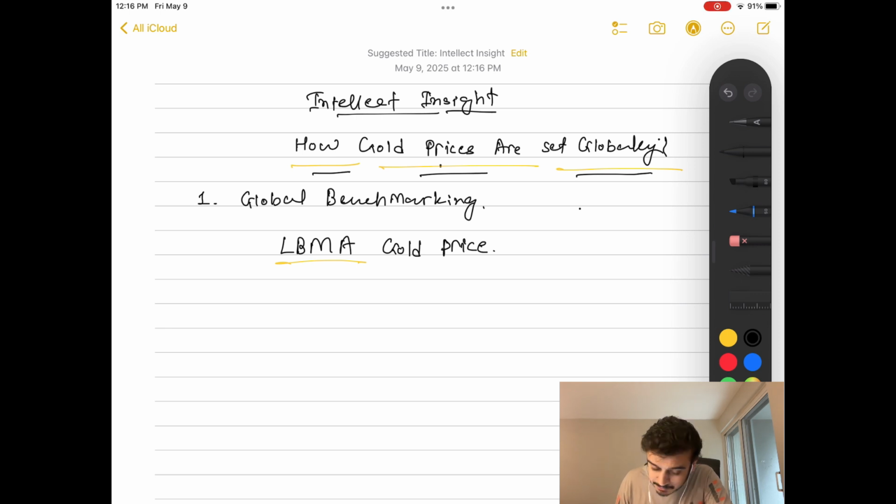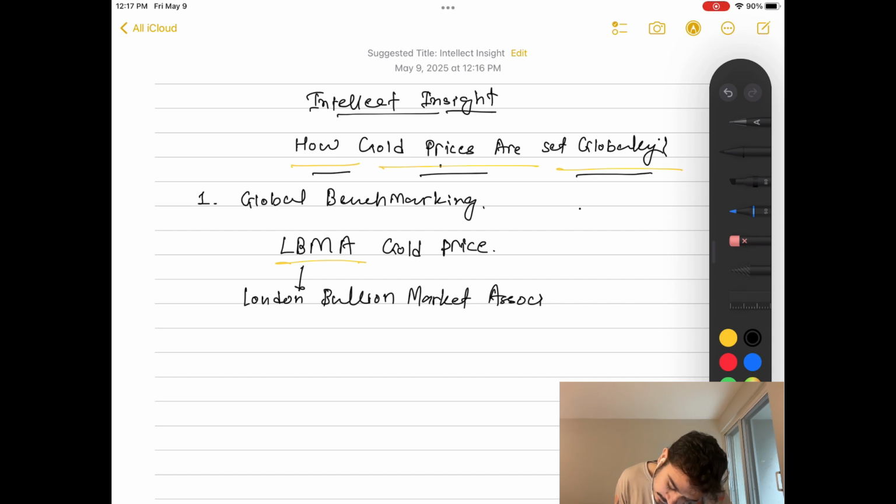Now, LBMA stands for London Bullion Market Association. This is the full form of LBMA.